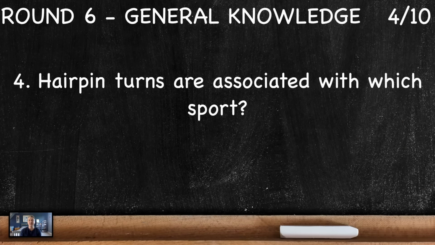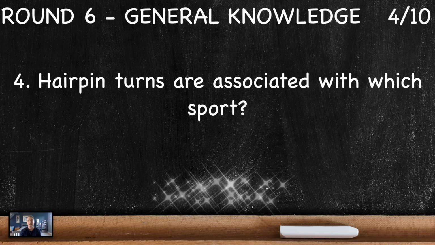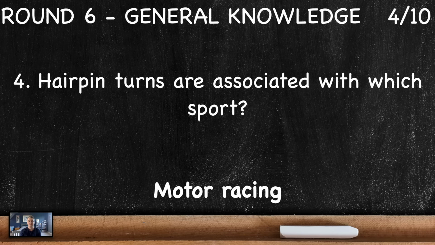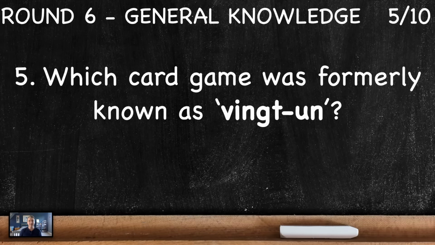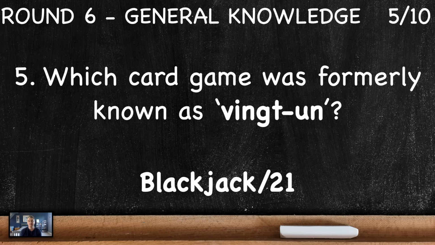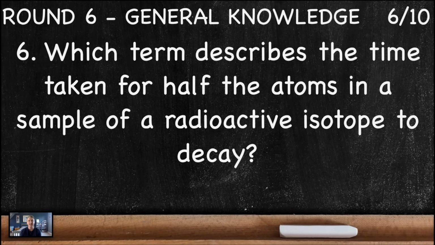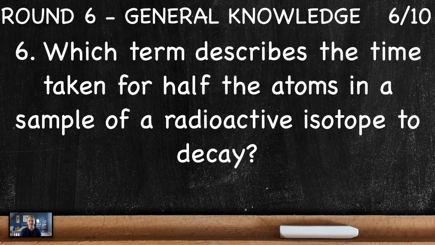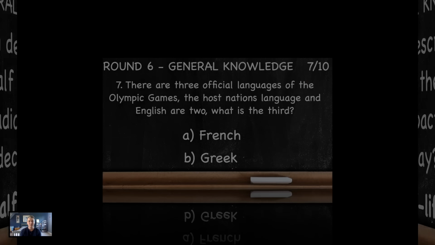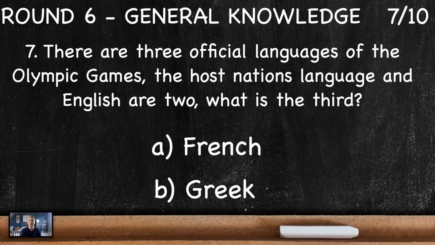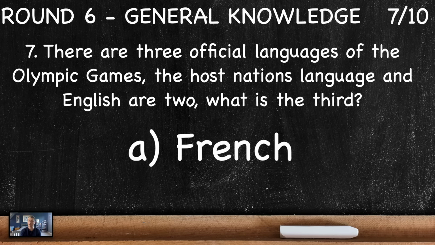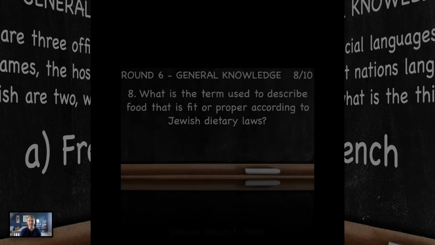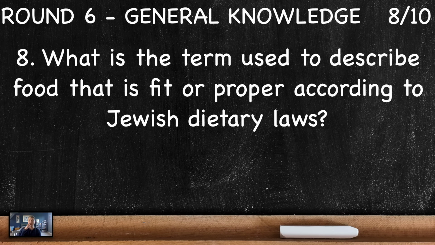And number 4, hairpin turns are associated with motor racing. And number 5, the card game formerly known as Von Un is blackjack or 21. And number 6, which term describes the time taken for half the atoms in a sample of isotope to decay? It is half-life. I think I've used that one before. And number 7, the three official languages of the Olympic Games are the host nation, English and French.